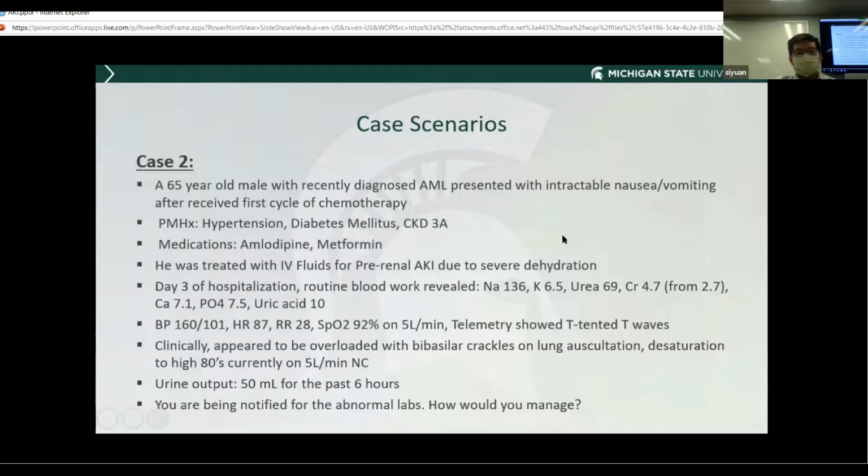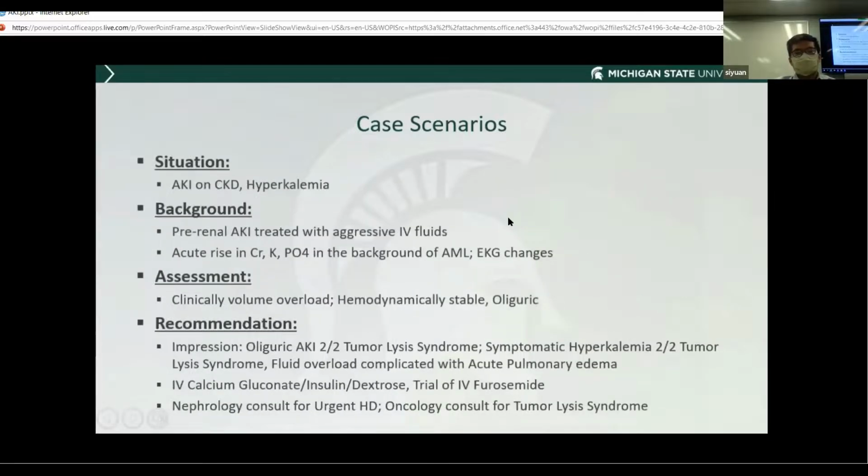So how do we approach this case? This patient already has CKD, so it's oliguric AKI on CKD. He has symptomatic hyperkalemia, as well as fluid overload, complicated by acute pulmonary edema, right? In this background, we know that he has pre-renal AKI. He was being treated with aggressive IV fluids previously that leads to his overload, and all this acute rise in his electrolytes suggests tumor lysis syndrome.